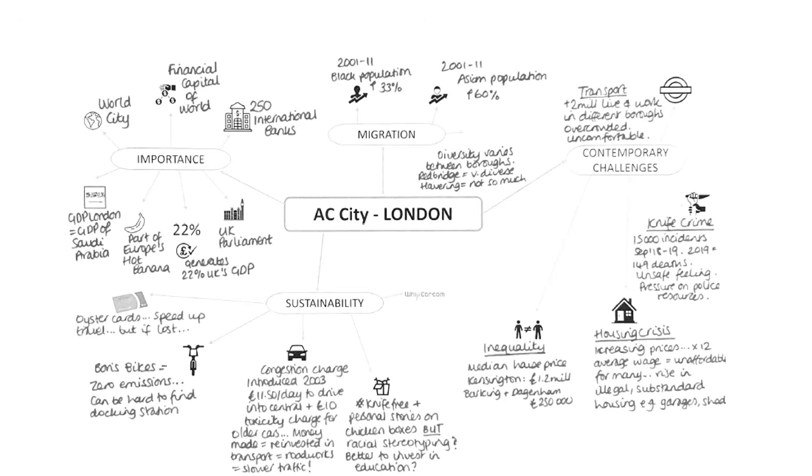So London's importance. It is a world city, so it's important on a global scale. It's the financial capital of the world with 250 international banks. So it's important globally. It's also really important nationally for the UK. It holds the UK Parliament, generates 22% of the UK's GDP, which is the equivalent of the entire GDP of Saudi Arabia. And it's also important within Europe as part of Europe's hot banana of important cities together.